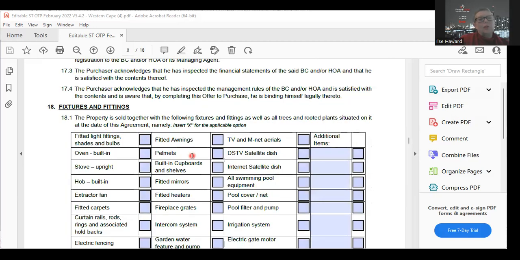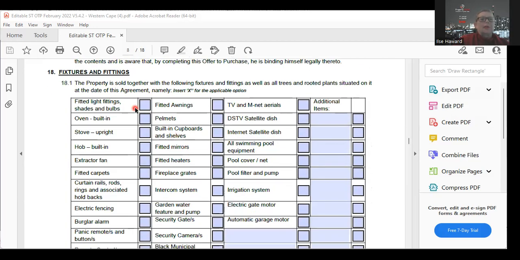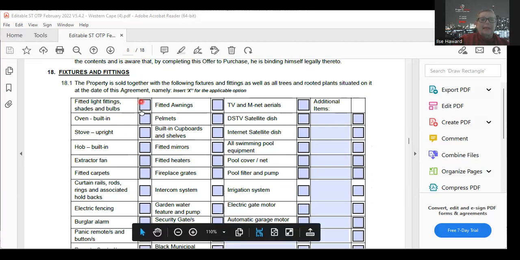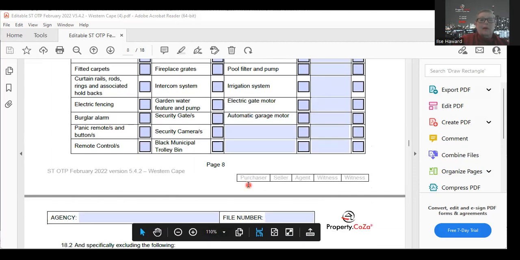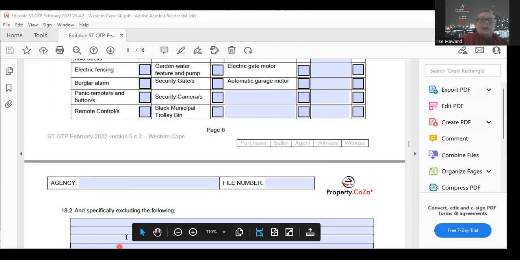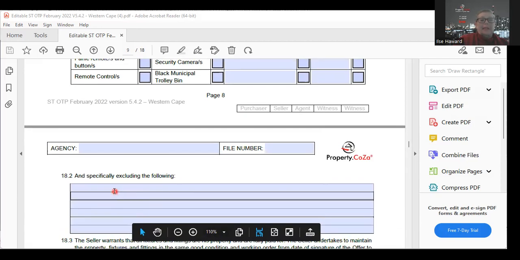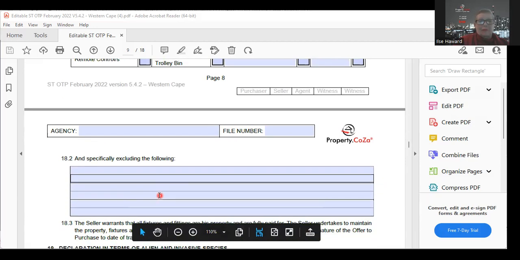Fixtures and fittings should have also been done on your listing. Make sure that you can't just leave it open, tick everything that is relevant. And there's place for additional things as well. Anything that's excluded must come in here. If there is nothing excluded, put NA in 18.2 or draw a line with all the initials there. But just the NA, the top line here will suffice.